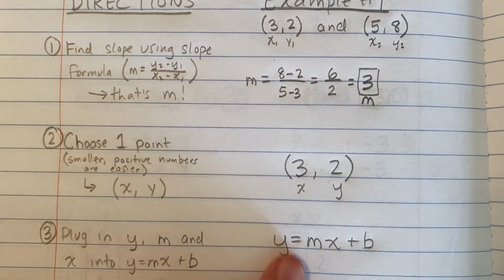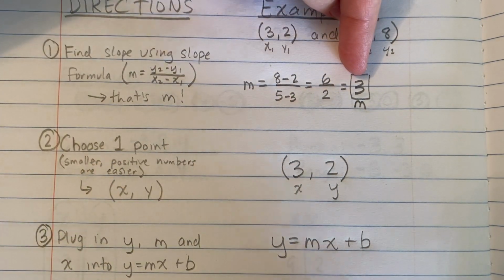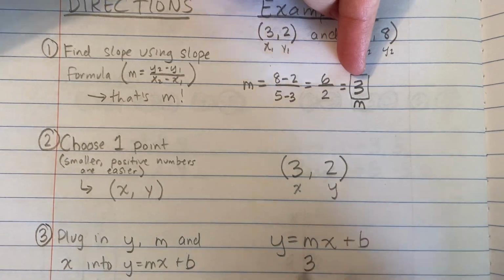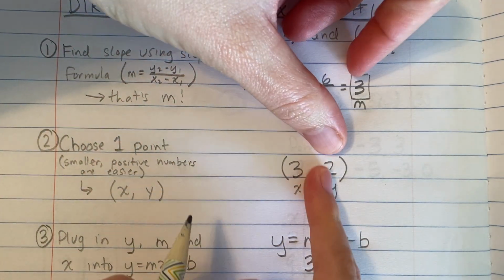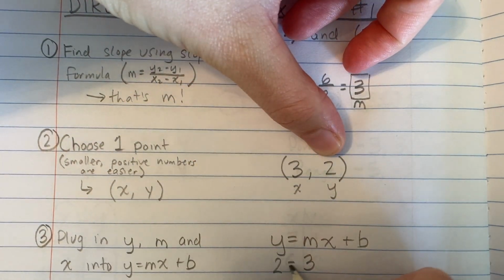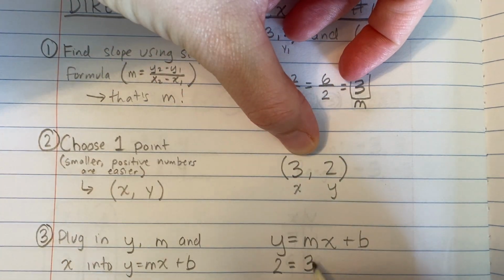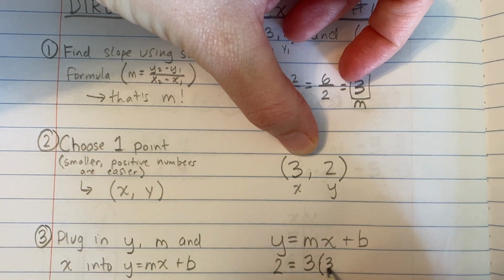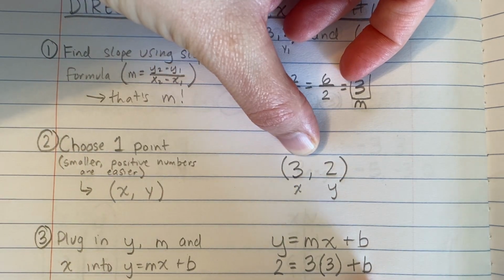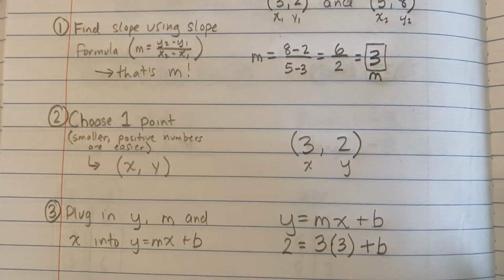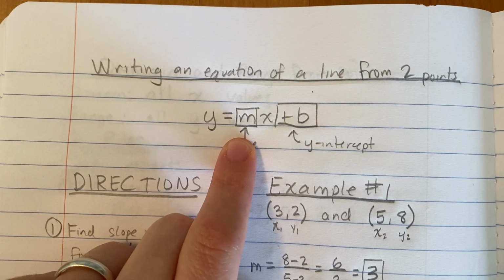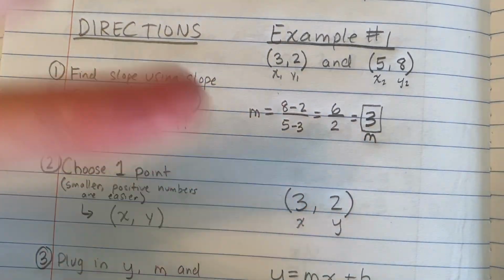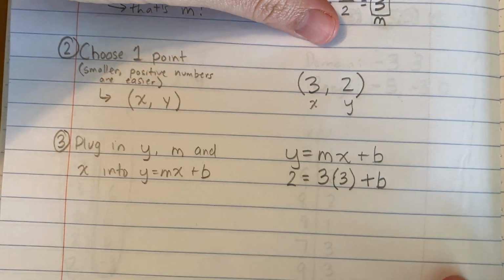So let's see what that looks like. I have my m already, so that's 3. I have my y is 2. And then my x is 3, and this is m times x. This is multiplication, so you need to write this as multiplication. You could use the dot, you could use parentheses, you can use whatever you want, but it's got to be multiplication there. And now we have plus b, because we still don't know b. That's what we're trying to find out. Because remember, I only needed 2 pieces of information, m and b, and I already have m. So I'm just looking for b right now. Okay, so that's step 3.